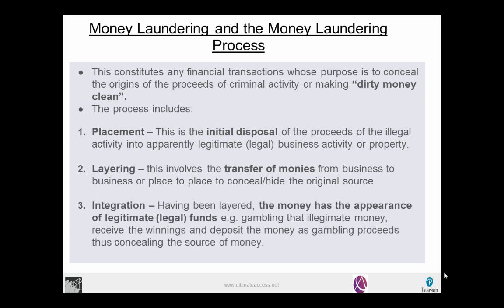Three is to integrate. When I think of integration, I think of blending, like a chameleon. You try to blend with your environment. So this basically means that having been layered, the money now has the appearance of legitimate or legal funds. E.g., when you gamble that illegitimate or illegal money, you receive the winnings and then deposit the money in the bank as gambling proceeds or sales, and hence you've hid the source of money.